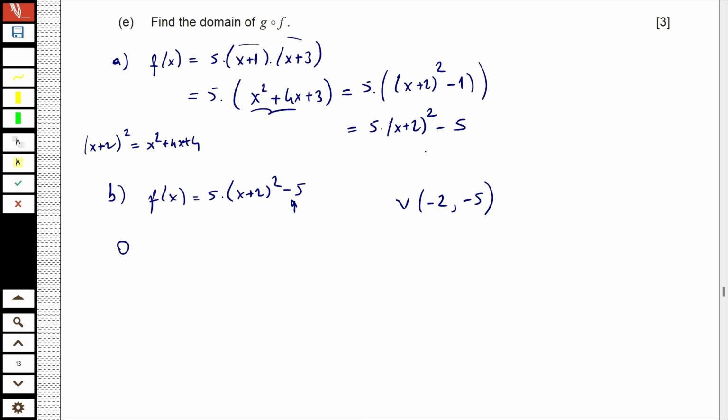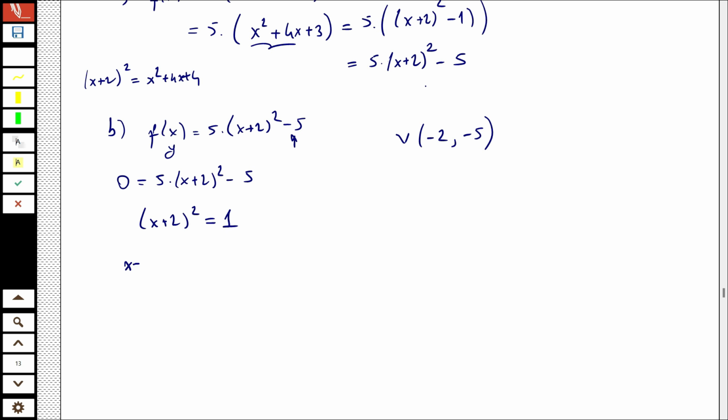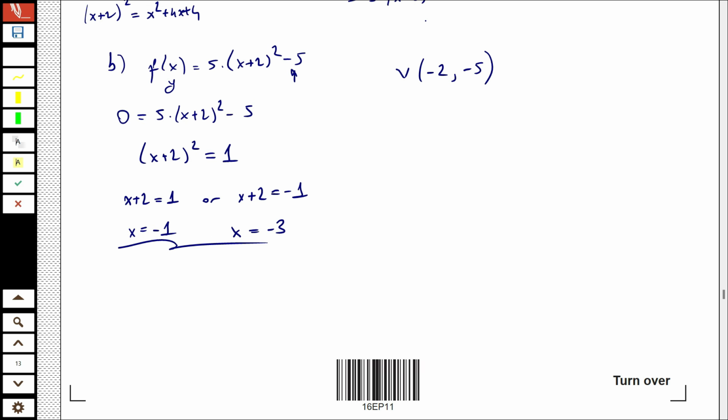Let's check if there is an x-intercept. To do that, I will use the equation and replace y with 0. I know that y is f of x, so it's going to be 5 times (x plus 2) squared minus 5. From here, you can directly write (x plus 2) squared is going to be 1. In this case, x plus 2 can be 1 or minus 1, so x can be minus 1 and x can be minus 3. So these are the x-intercepts. And how about the y-intercept? I will find it by replacing x with 0. Let's check: 5 times 4 minus 5 is going to be 15.